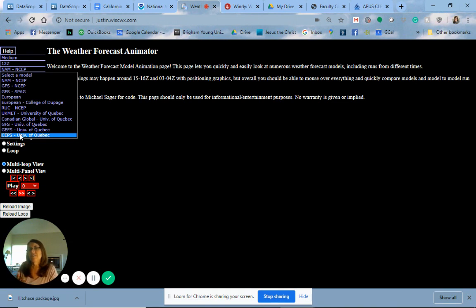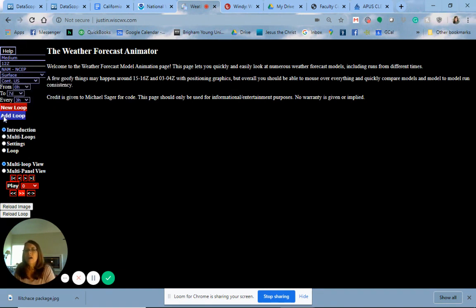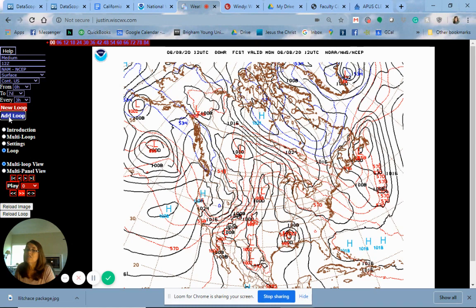To get the best information, each model has its own biases, and so I will choose which model I want to look at. And hopefully from years of experience, I know their pros and cons. But here's a North American model. So obviously it's centered on North America. And you add loops. So what I did was I just added the surface.